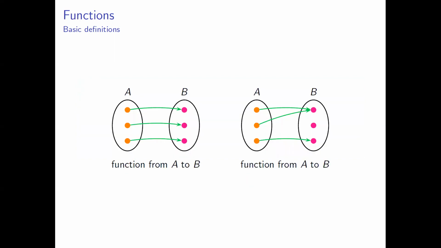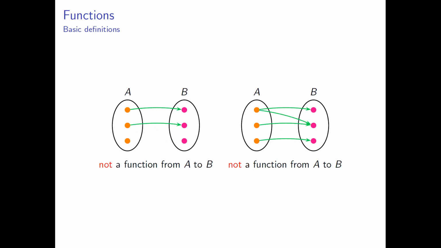The following Venn diagrams are examples of relations which are functions from set A to set B. Observe that in a function, it is possible for two different elements in the domain to correspond to the same element in the range.